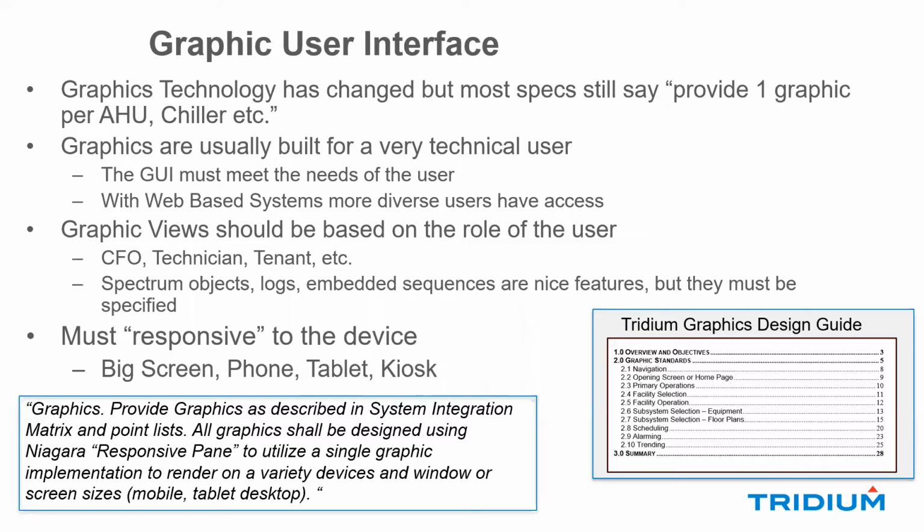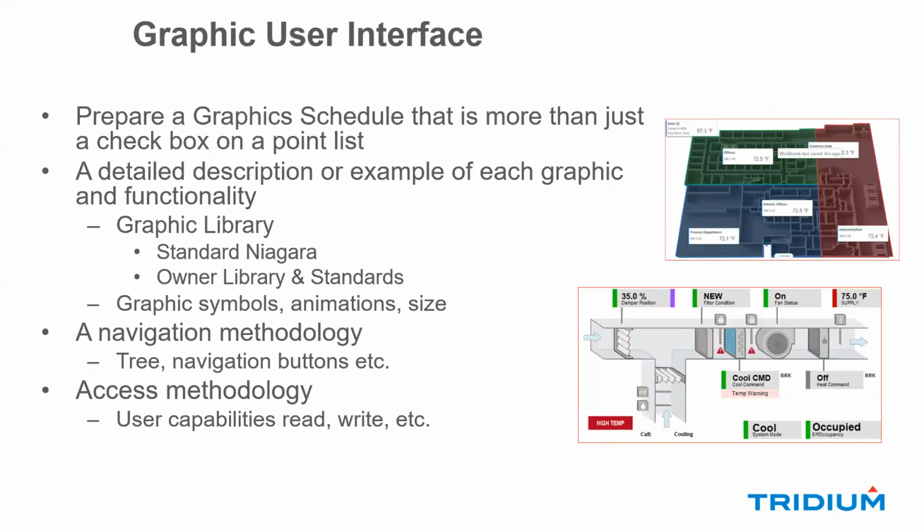So again, responsive graphics are extremely important as a graphic user interface specification today. Just some more, there's a couple of ways we can specify graphics. We can have a graphic schedule that's more than a checkbox. It's got to have a detailed description of the library and the functionality. Some people actually publish what the graphics should look like, and that's one way to do it.